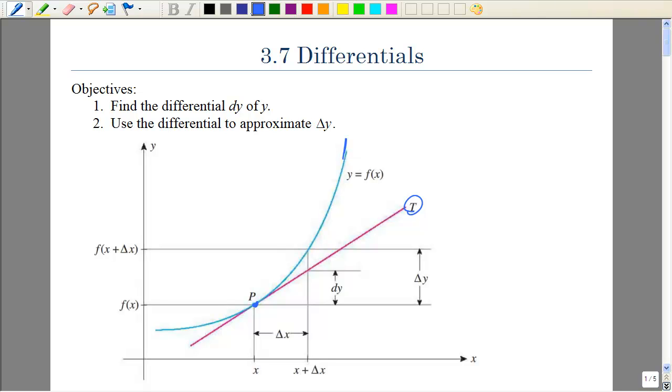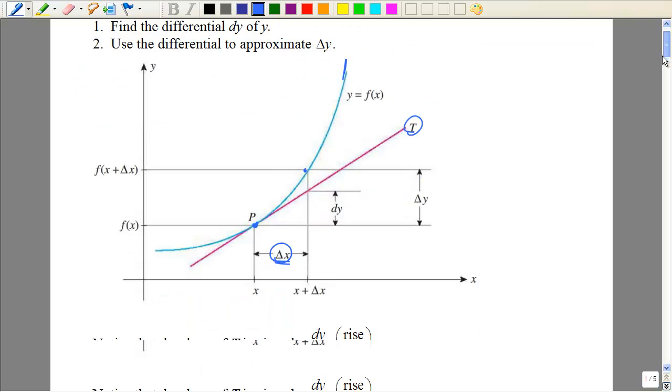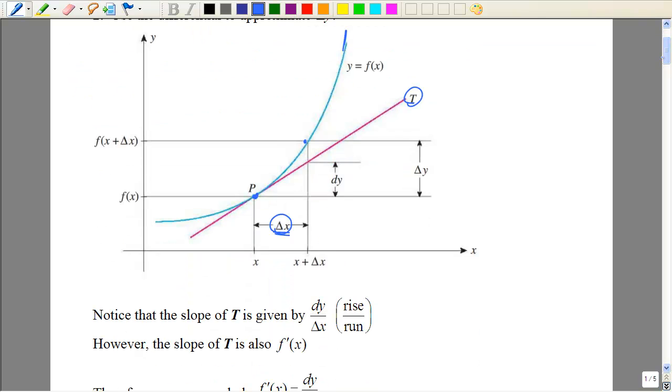The estimation gets better and better as the change in x, or the space between the 2 points, gets smaller and smaller. If you recall, the definition of the derivative is the limit as h approaches 0, and h was this delta x. All right, so let's look at this. The slope of a line is rise over run. So the slope of the tangent line here is the rise, which is dy, over the run, which is delta x.